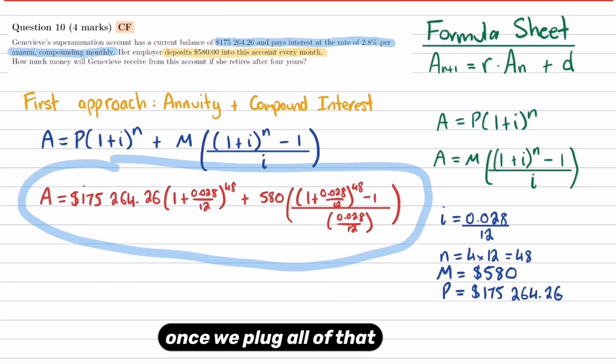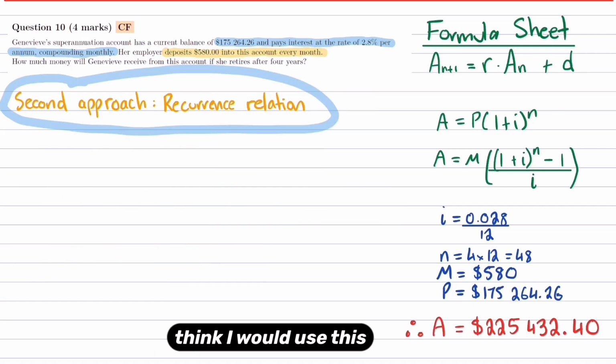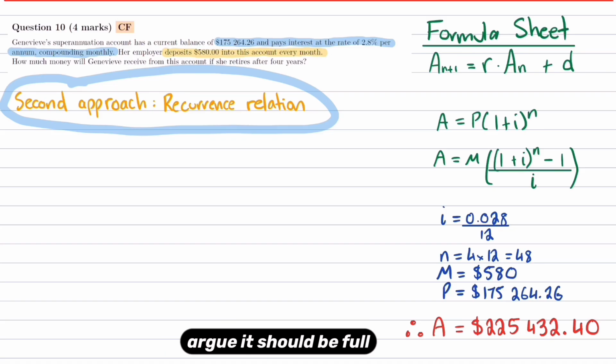Now what we need to do is we just need to substitute and solve. So once we plug all of that in, it's a pretty long formula, but we're just substituting everything in. We're entering all of that into a calculator, and we get this amount here, $225,432.40. So this is the way that the textbook did this question. I'm going to show you a different approach, and this is the approach that, in all honesty, I think I would use over the first approach. But either way, in my opinion, I would argue it should be full marks.